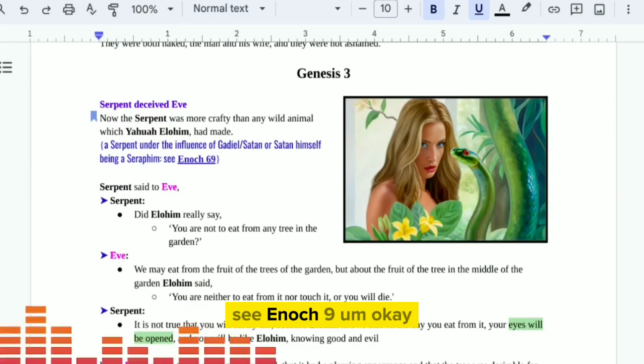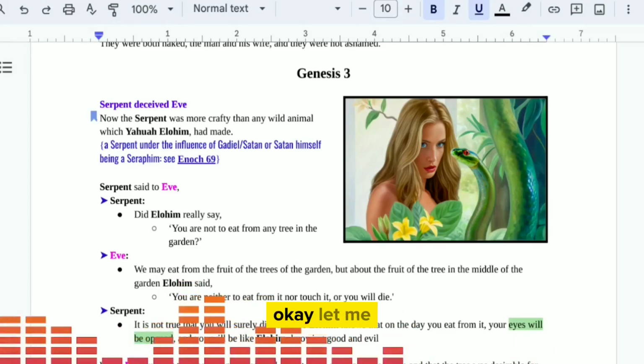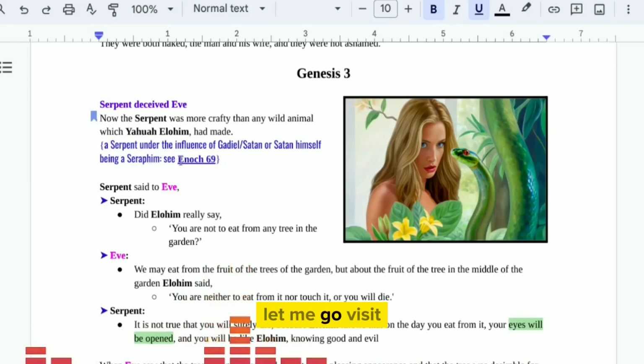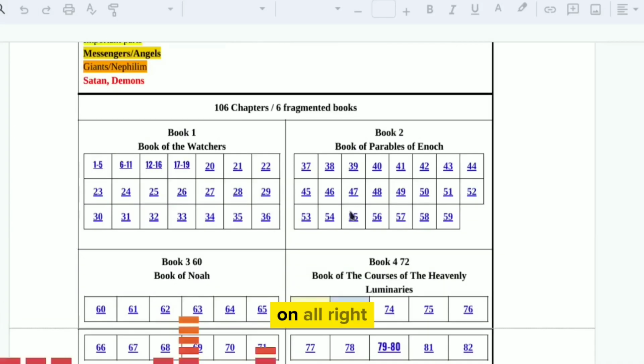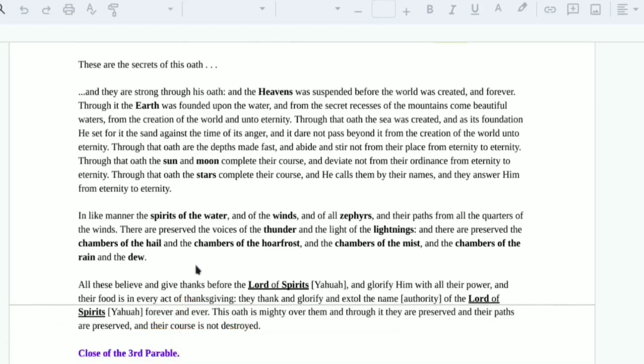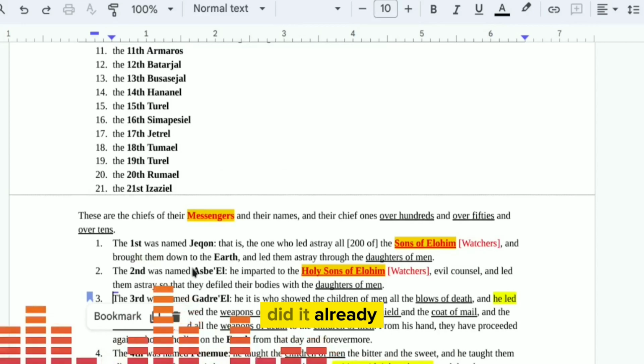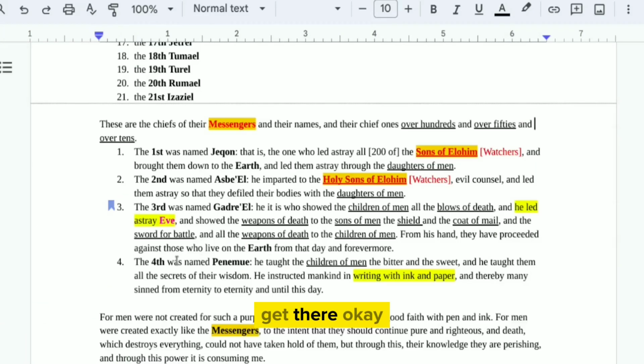Okay. The serpent said to Eve... Okay, let me go visit Enoch. Let's go take a trip to Enoch, just to see what's going on. Alright, so we have to go... Oh, okay. Did it already get there? Oh, okay.